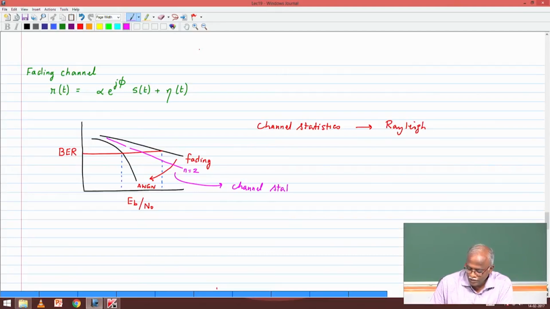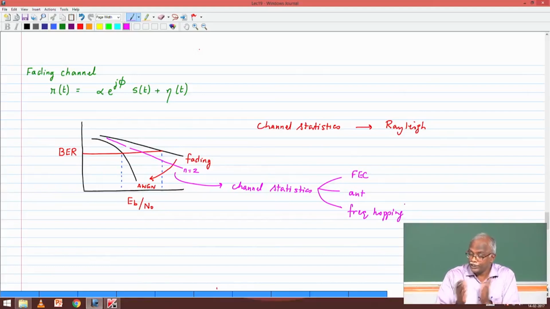So our goal is to find ways in which we can shift the performance away from Rayleigh, and the ways in which we would do that are possibly through FEC, possibly through antenna diversity, maybe through frequency hopping, or combinations of these things. All of these are attempts to change the statistics, to make the channel look slightly different from what occurs naturally in the wireless channel, and to make it more favorable for us in terms of the transmission of the data that we are interested in sending across.